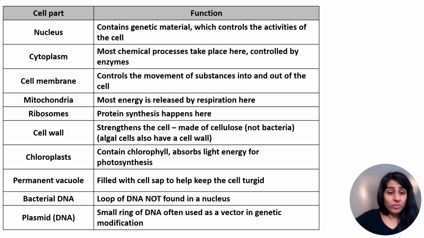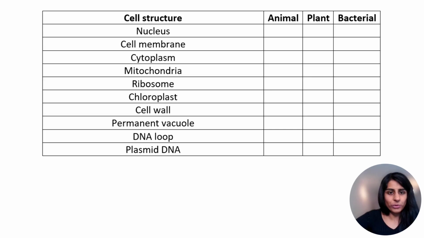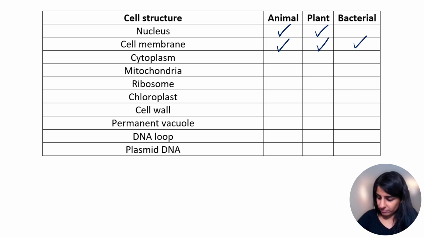That is a summary there of the key functions of the different parts of the cells that we've got over. I'm just going to make some quick comparisons. So nucleus found in animal and plant cells, but not in a bacterial cell. Cell membrane found in all of the cells. Cytoplasm in all of the cells. Mitochondria in animal and plant cells. Ribosomes in animal and plant cells.